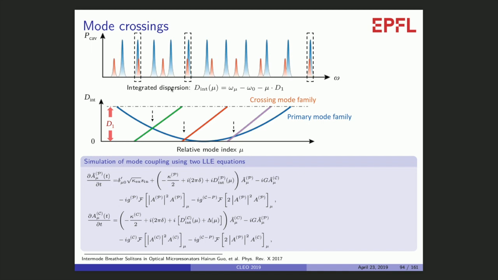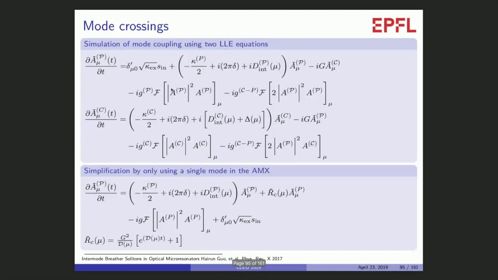So what you see here is a mode family that is our primary mode family. In green, red, and purple, this is one mode family, okay, that wraps around with the free spectral range. And so we can have avoided mode crossings. And these avoided mode crossings can also trigger soliton breathing, actually, in the stable regime. So that's one non-trivial modification that comes from avoided mode crossings.